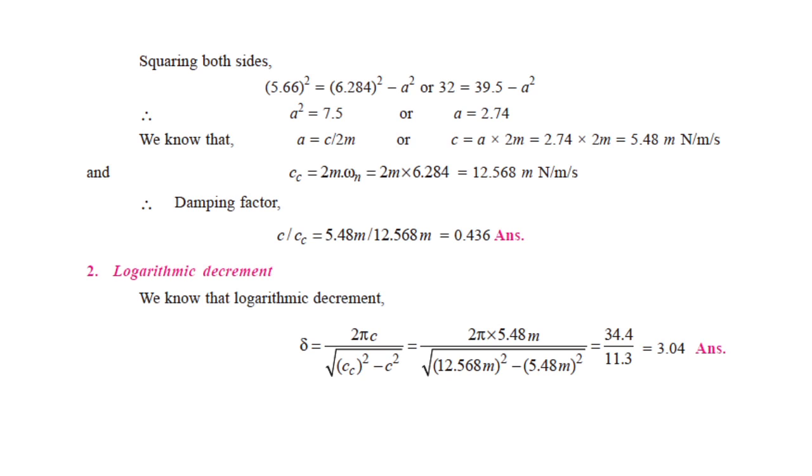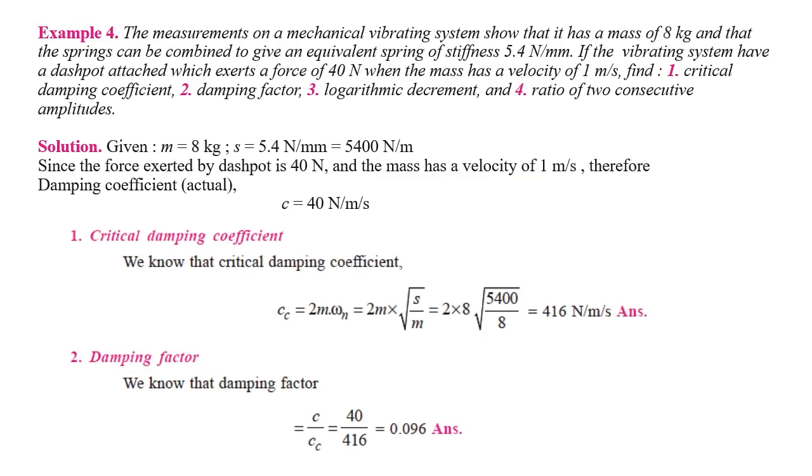Now next is asked logarithmic decrement. We know the formula for logarithmic decrement: delta is equal to twice pi c upon square root of cc square minus c square. You know the value of c as well as cc in terms of m, that is mass. Put the values, the mass term will get cancelled, and the remaining answer for logarithmic decrement delta is equal to 3.04. This delta value is a constant, it doesn't have any unit. Logarithmic decrement.